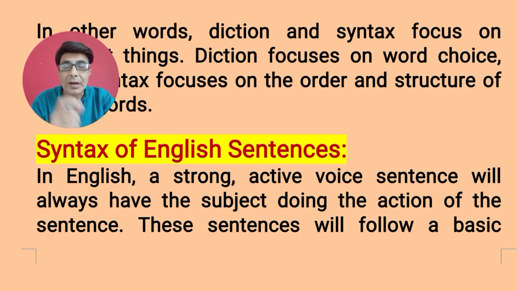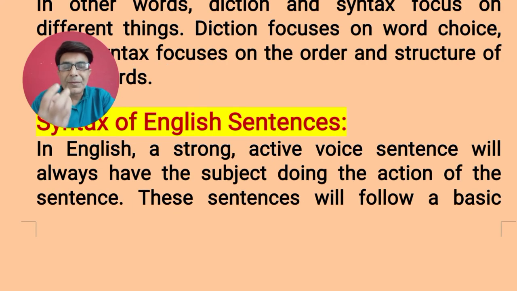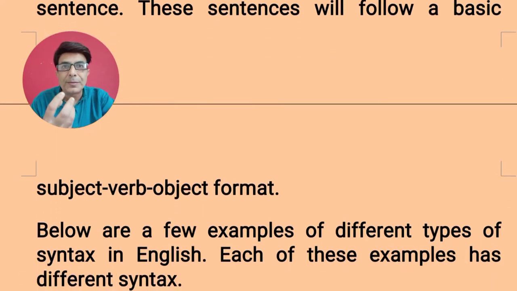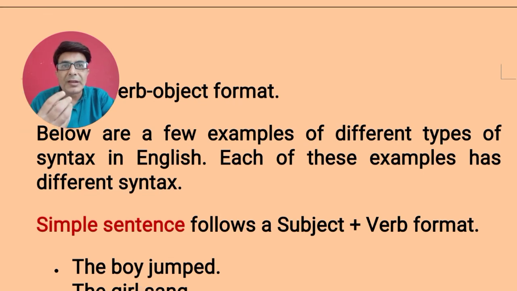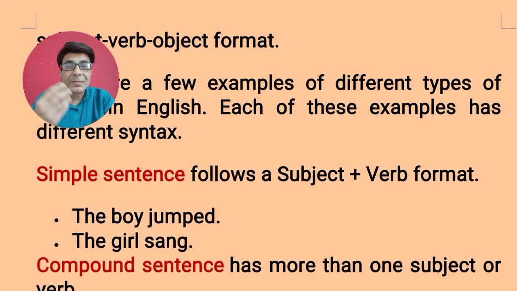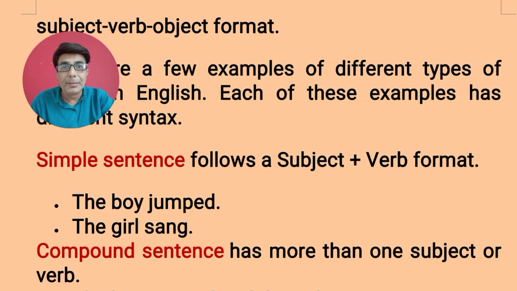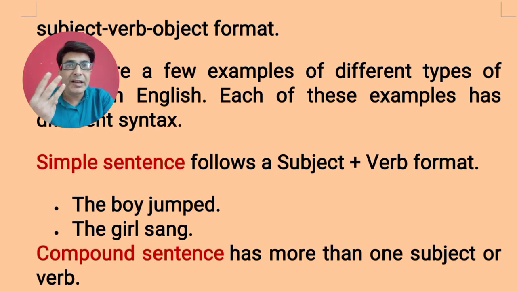In English, a strong active voice sentence, when we were studying in schools, we studied active voice and passive voice. So if I talk about active voice sentence, it follows the pattern of subject, verb and object. They have the subject as the doer of the action. These sentences will follow the subject verb object format in active sentence. Okay, now you take this example of different types of syntax available. Mainly in English we have three different varieties of making sentences.